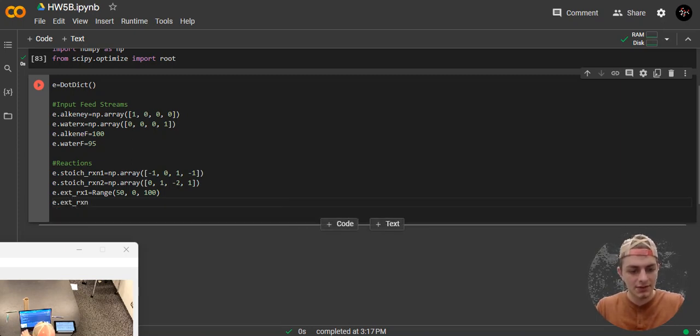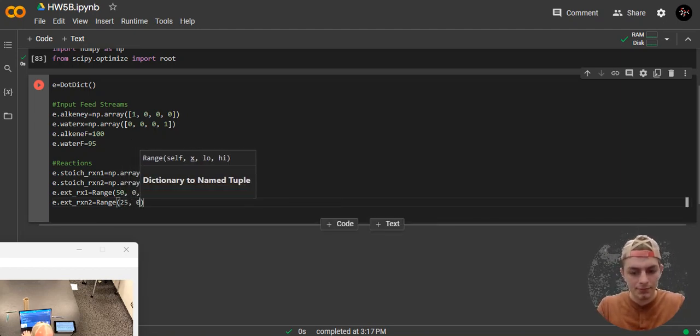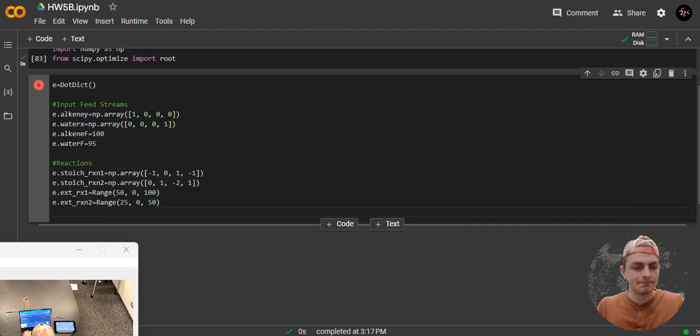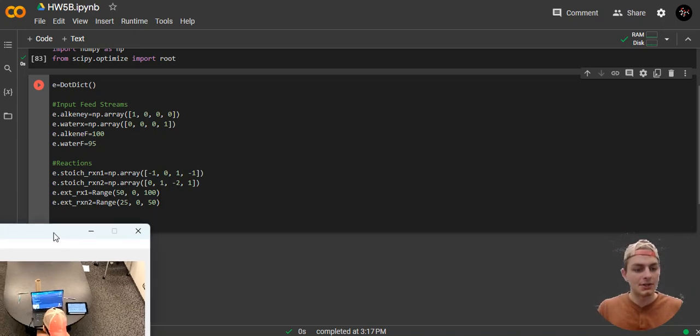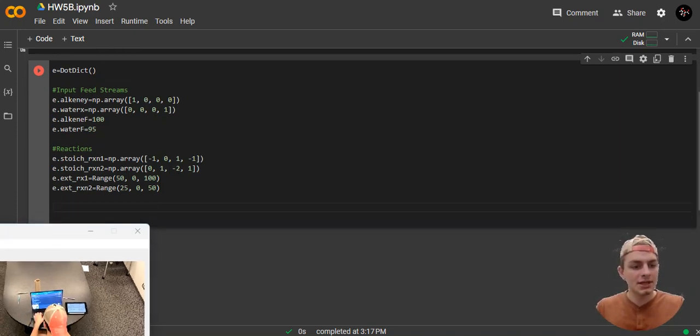Similarly, let's do kind of the same thing for reaction 2. This one should be happening less because our desired product is not occurring from that reaction. In fact, it's actually using up our desired product there. So that takes care of our reactions.